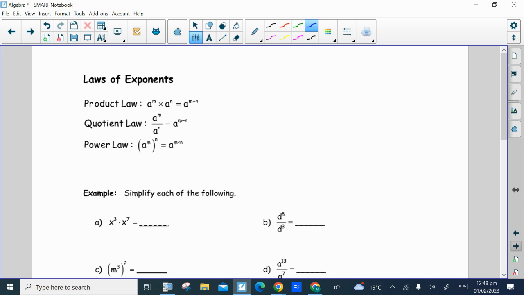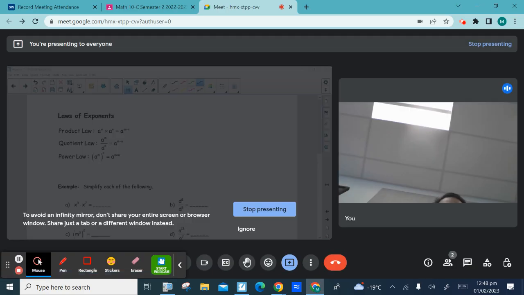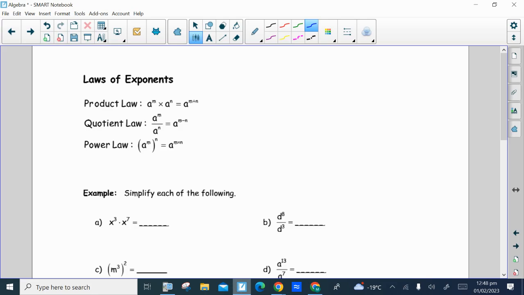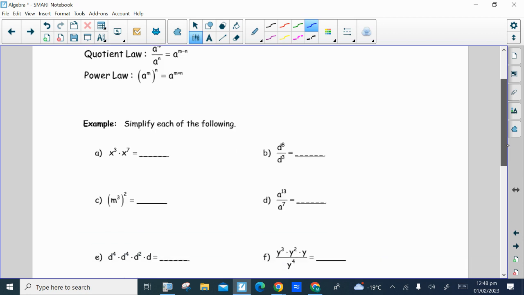So there they are on the next page at the top. The product law says if you're multiplying a to the m times a to the n, you add the exponents and keep the same base, a to the m plus n. The quotient law says when you're dividing powers with the same base, you subtract the exponents and keep the base the same. A to the m divided by a to the n is a to the m minus n. And the power law says if you have one exponent raised to another, you multiply the exponents and keep the base the same.